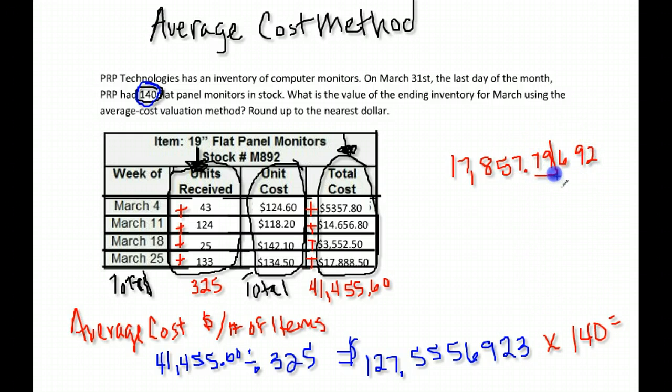This is money. We want to round to the nearest, oh, it says to round to the nearest dollar actually. So we want to cut off right here. This 7 here makes us round up. So we get $17,858.